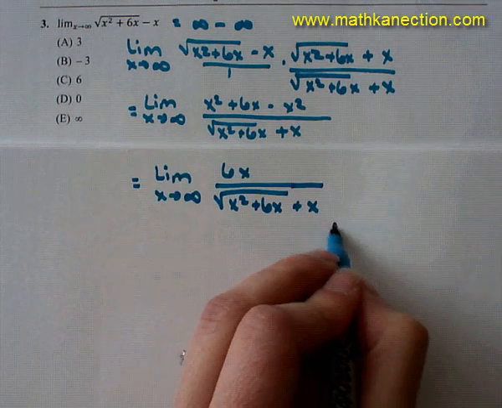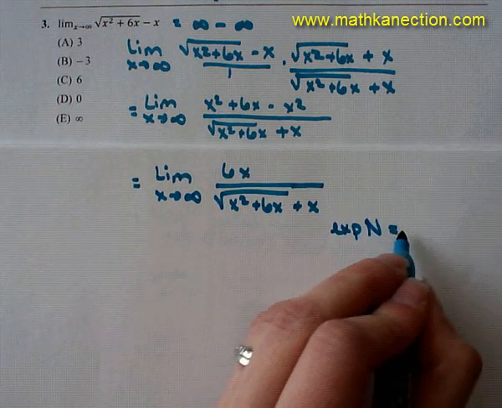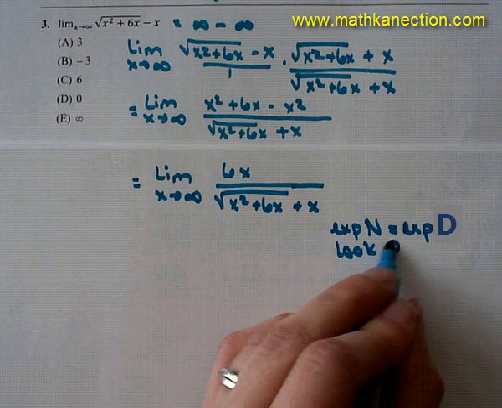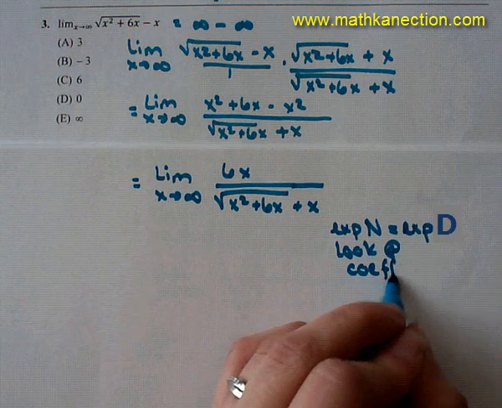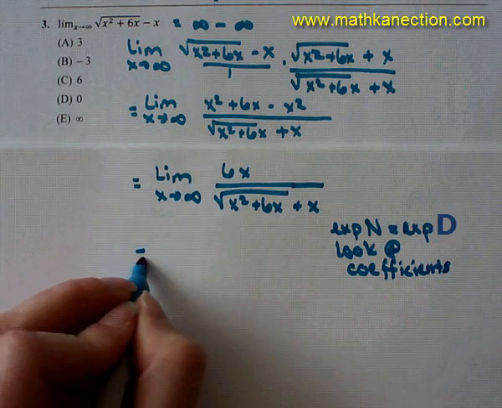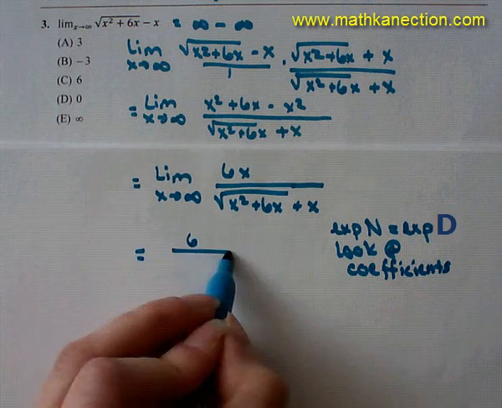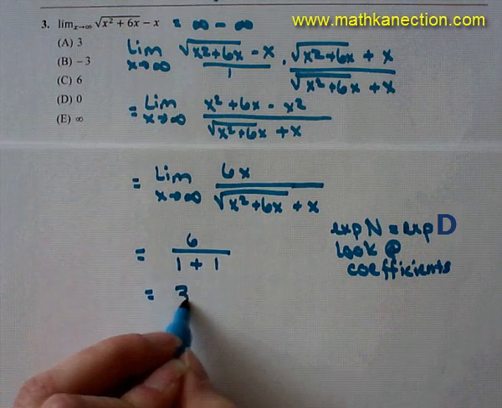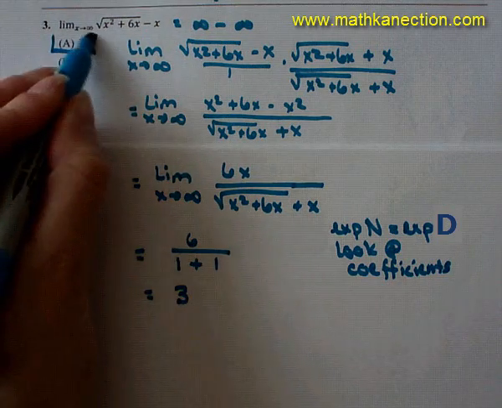So we'll go back to the problem when we rationalized and not use L'Hopital's rule, but notice that the exponent of the numerator is equal to the exponent of the denominator. And so we're going to look at the coefficients. And the coefficient for the numerator then is 6, and in the denominator from the radical x squared is 1, and then from the x is also 1. So we have 6 over 2, which is equal to 3.